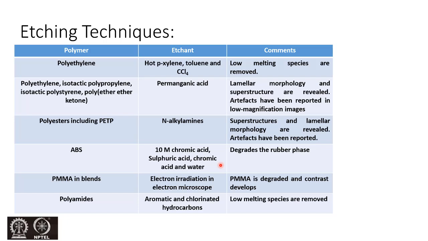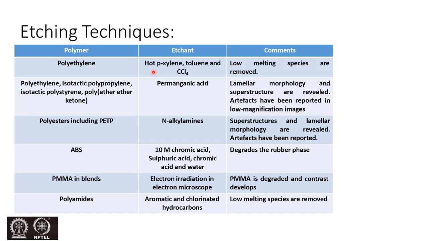So etching can also be done. For polymers like polyethylene, we use an etchant, that is hot p-xylene, toluene, or chloro, that is CCl4. So this is for the low melting species removal. That's why the etching is done.